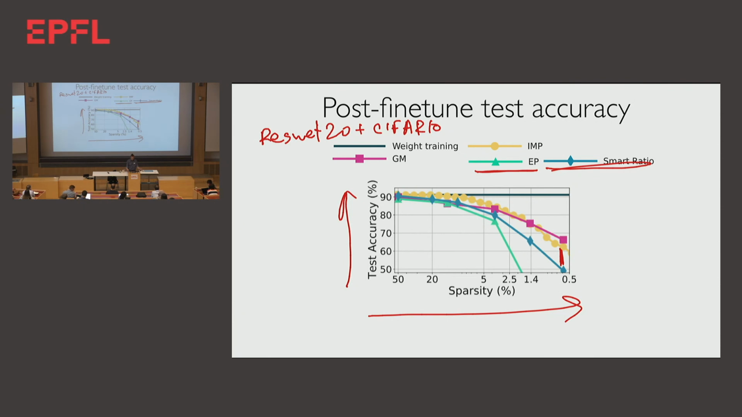So what we see is that the magenta one, so magenta is ours. The magenta is close to IMP with warm-up. So after we do the fine-tuning, the accuracy of the final network is comparable and sometimes better for high sparsity compared to IMP with warm-up, okay?